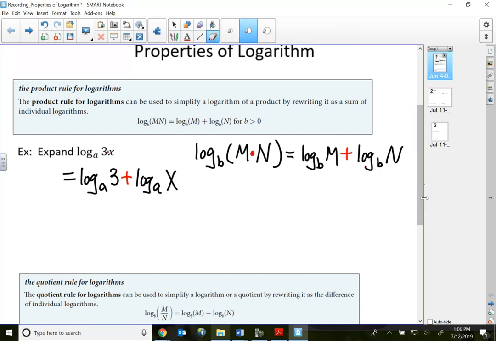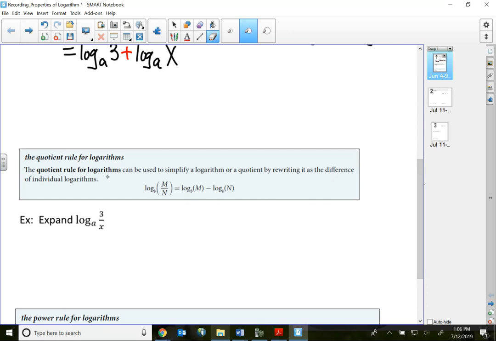All right. Quotient rule. The quotient rule for logarithm can be used to simplify a logarithm of a quotient by rewriting it as a difference. So this division, okay, again, m over n is one term. So the division will become this subtraction of individual logarithms. So just like the quotient rule for exponents, where it's always the top exponent subtract the bottom, same thing here. The logarithm of the top will subtract the logarithm of the one down here.